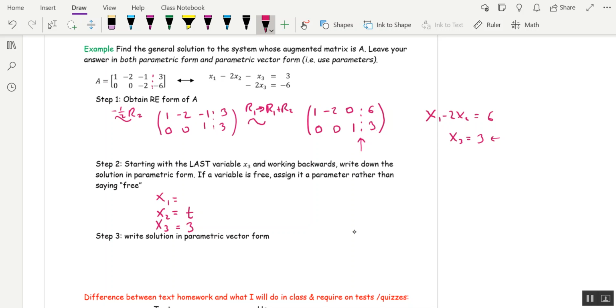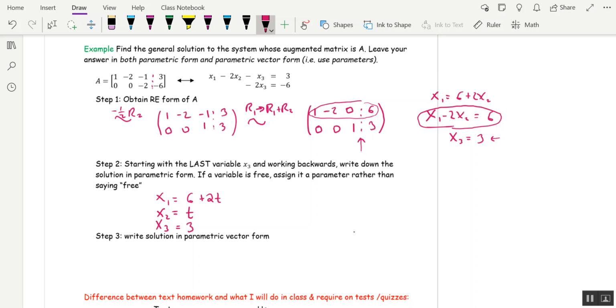Now, x1 is written in terms of x2 and x3. I'm going to read x1 right from here. x1 is 6 plus 2t. How did I get that? Well, remember the top equation reads x1 minus 2x2 is 6. So solve for x1, and we get 6 plus 2x2. But I named x2. x2 is t. So 6 plus 2t. This is parametric form, meaning there's a parameter in the answer.